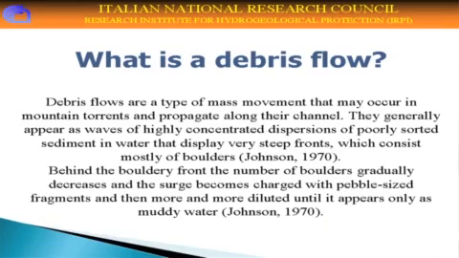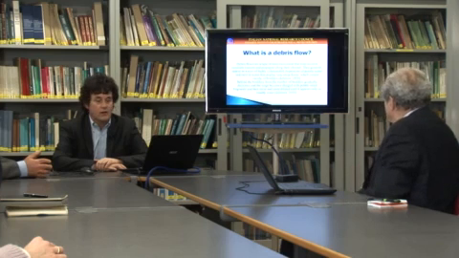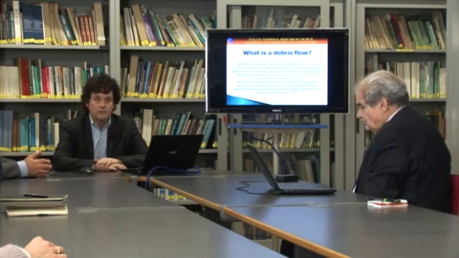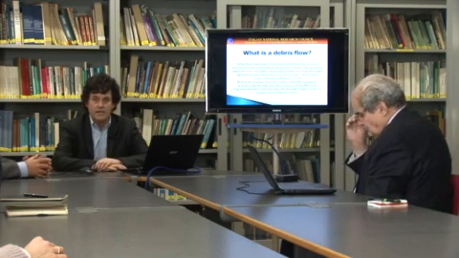A debris flow can be defined as a type of mass movement that may suddenly occur in mountain torrents, and it appears as a wave with a steep front consisting mainly of boulders. It consists of a mixture of very poorly sorted sediments in water that range from boulder size fragments down to clay. After this steep front, the flow height diminishes until it appears just as muddy water.